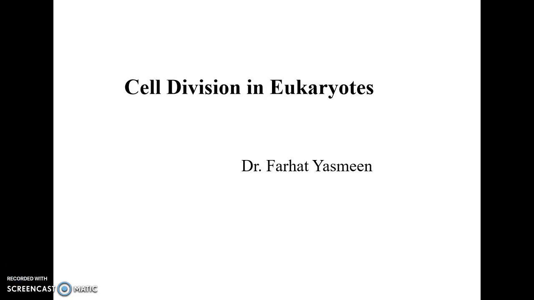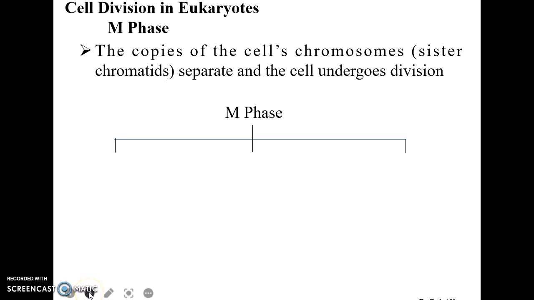In today's lecture, we will discuss another phase of cell division in eukaryotes, which is M phase. In the previous lecture, we discussed interphase, and in today's lecture, we will discuss the M phase. M phase is the part of the cell cycle in which the copies of the cell's chromosomes, known as the sister chromatids, separate and the cell undergoes division.